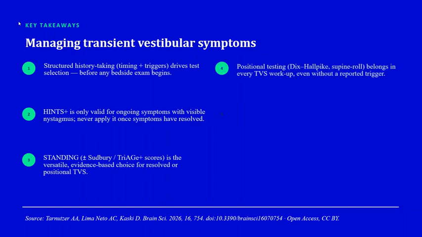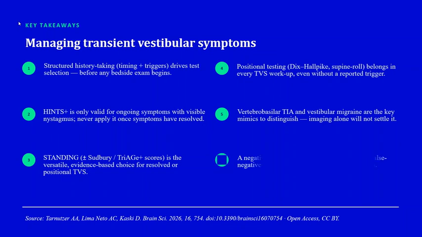Positional testing, Dix-Hallpike and supine roll, belongs in every TVS workup, even without a reported trigger. Vertebrobasilar TIA and vestibular migraine are the key mimics to distinguish. Imaging alone will not settle it. A negative MRI diffusion weighted imaging does not exclude stroke. False negatives reach 50% for small brainstem infarcts.